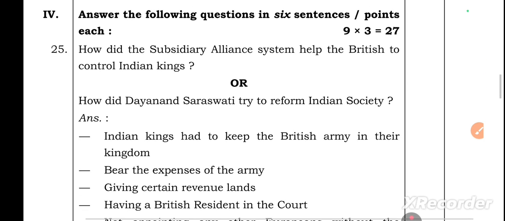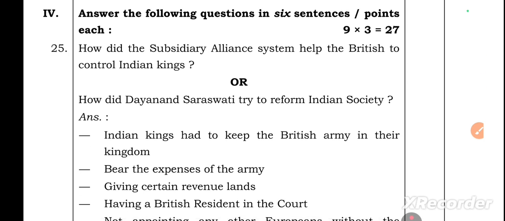prices. Question number 4. Answer the following questions in 6 sentences or points each carrying 3 marks. Total 9 questions are there, so 9 3s are 27 marks. 25th one.